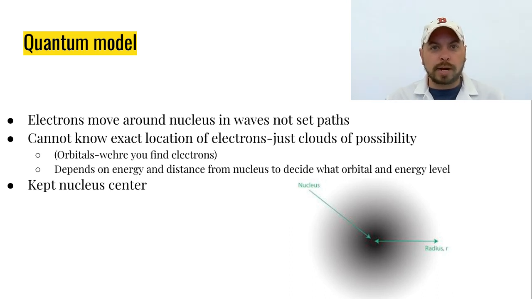So here's where we're at right now. The atom has a nucleus in the middle that is made of protons and neutrons. Protons are positively charged. Neutrons are neutral. They each weigh 1-ish atomic mass unit. That is surrounded by clouds of electrons.